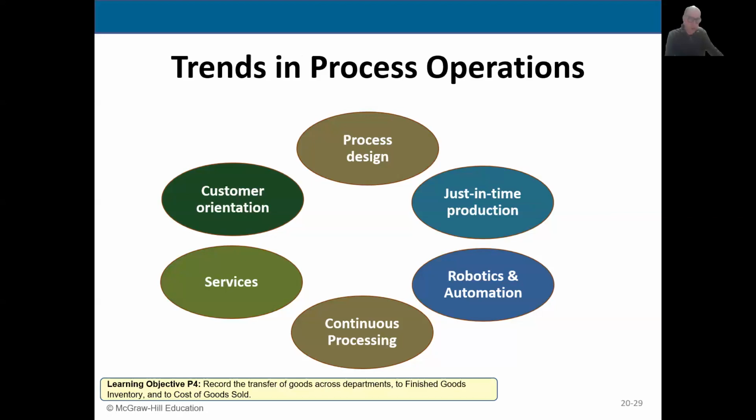There are services now, customer orientation, and what we call just-in-time production, which is hard to do in process, but it is something that they're getting better at. Just as a reminder, just-in-time production is where they receive a request from a customer, says, "Hey, I need a batch of this product immediately." So they call it just-in-time production. It's a growing trend in process costing.